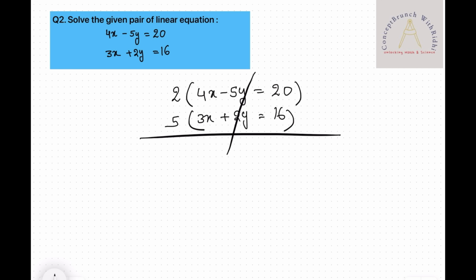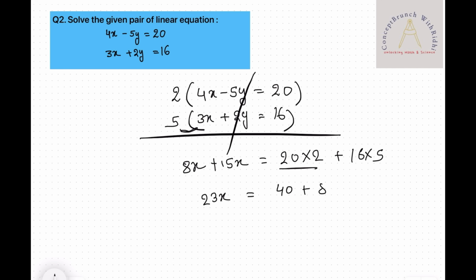Now 4 times 2 is 8x. This will become 15x, correct? And on this side we can do 20 times 2 plus 16 times 5. Clear? Now here we can do 8 plus 15, that we can write as 23x. And this side we can write as 40, and this side as 80, right? So x is going to be 40 plus 80, that is 120 divided by 23, right?